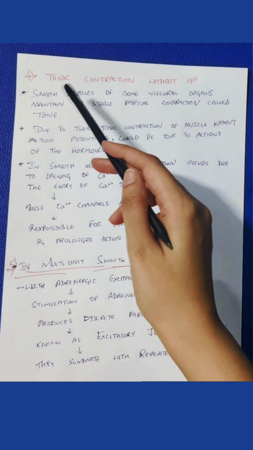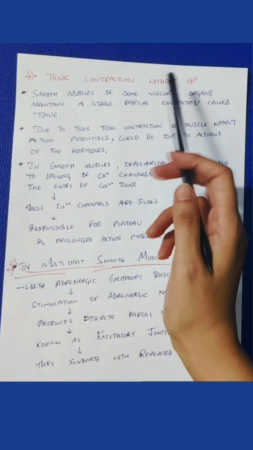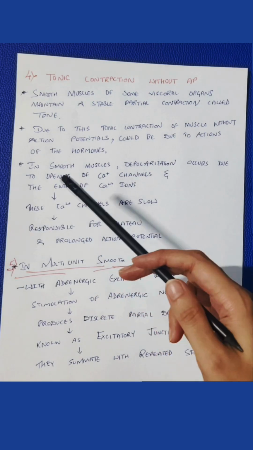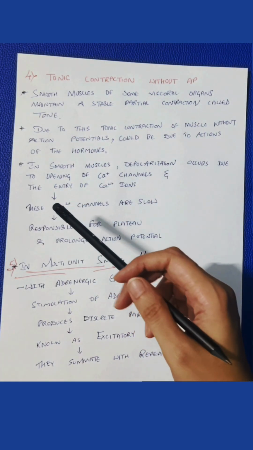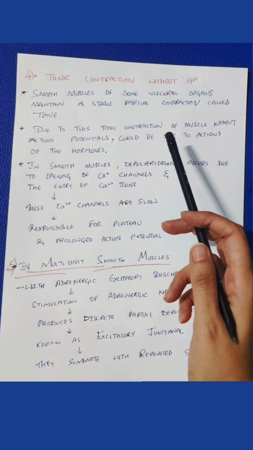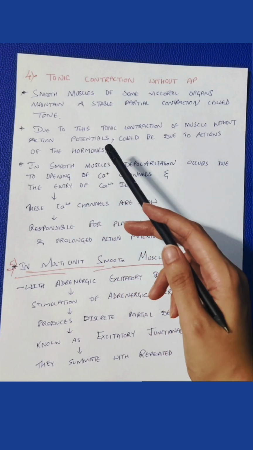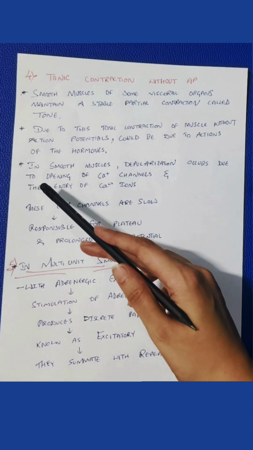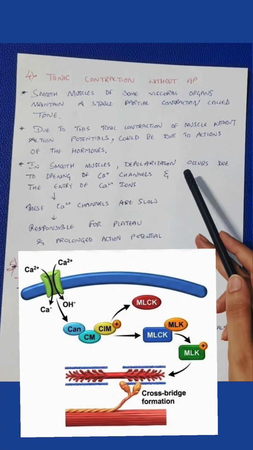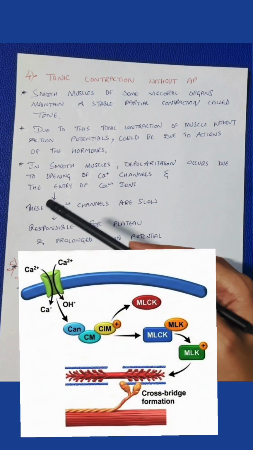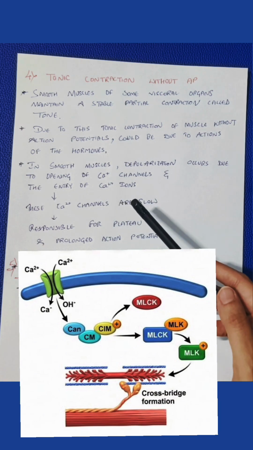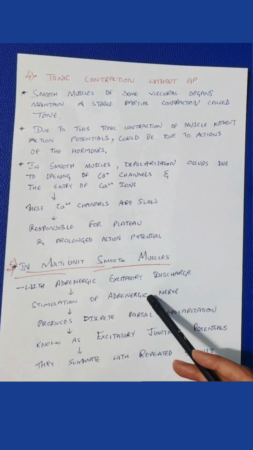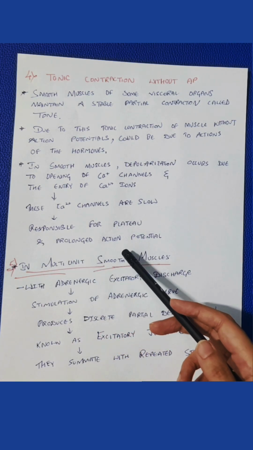Next we see tonic contraction without the action potential. Smooth muscles of some visceral organs maintain a stable partial contraction called tone. Now the tonic contraction of muscle seen without action potential could be due to the actions of hormones. In smooth muscles, the depolarization occurs due to the opening of calcium channels and the entry of calcium ions. These calcium channels are slow, which is responsible for the plateau and the prolonged action potential.